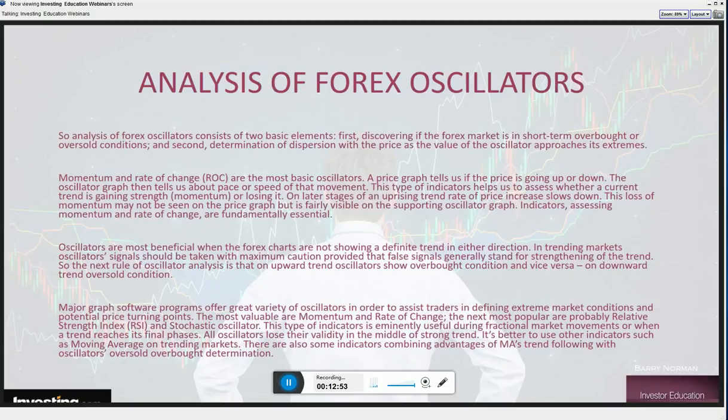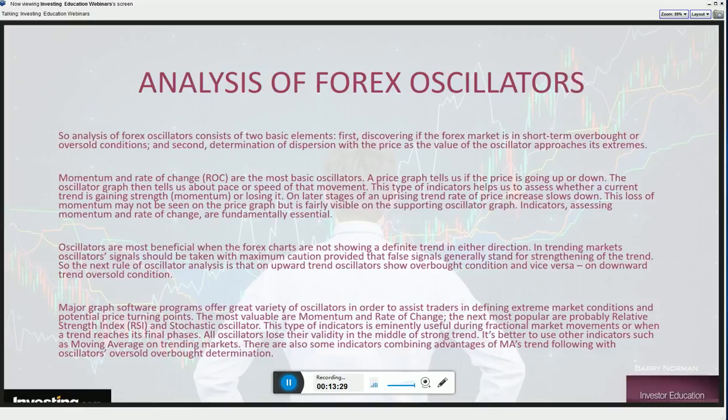This type of indicator helps us to assess whether a current trend is gaining strength or losing strength. So we looked at the momentum indicator, the third one I put on the charts. You saw it was based on a 0 line and a +10 above and a -10 below. And what it's telling you is whether the market is gaining momentum. Is it moving up and getting stronger as it's moving up, or is it coming down and getting stronger as it's moving down, or getting weaker as it's moving down?